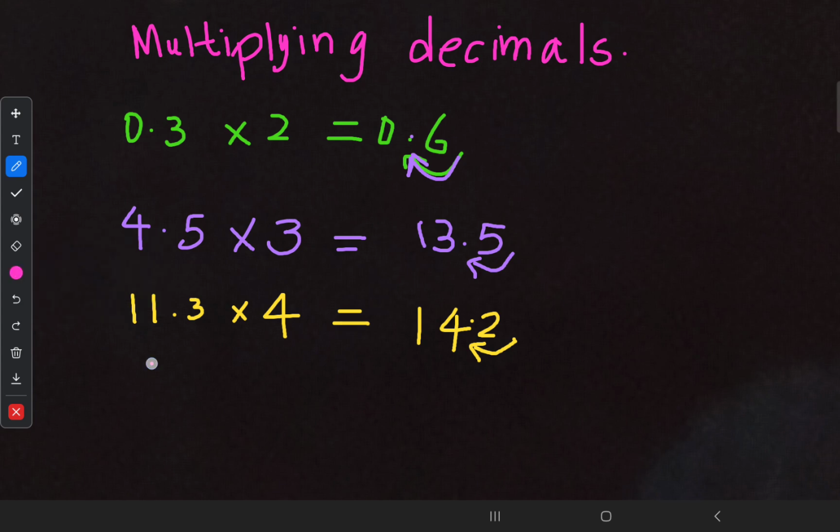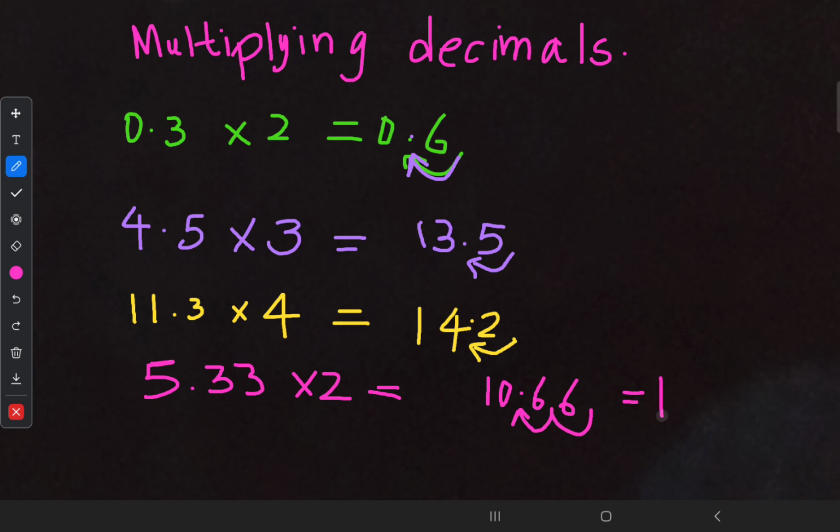Another case, 5.33 multiplied with 2. Let's multiply this. When you multiply, your answer should be 1066. Here you can see there are two digits after the decimal point. So from its last, we have to place our decimal two digits before. 1, 2. So your decimal should be placed here. So your answer is 10.66.